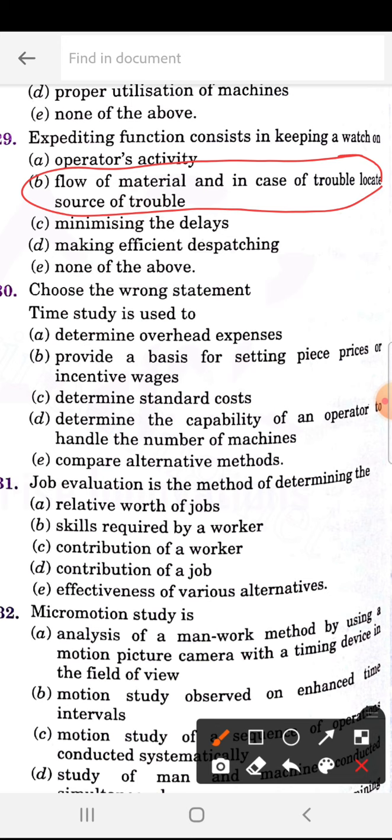Choose the wrong statement. Time study is used to, A, determine overhead expenses. So this is not the correct statement. The remaining are all related to time study. This is not related to time study, because here they are asking for the wrong statement.